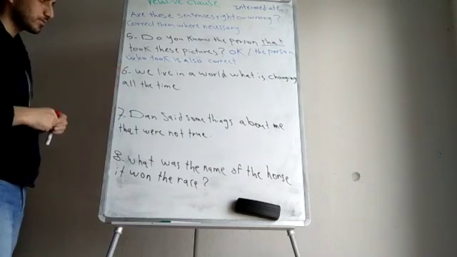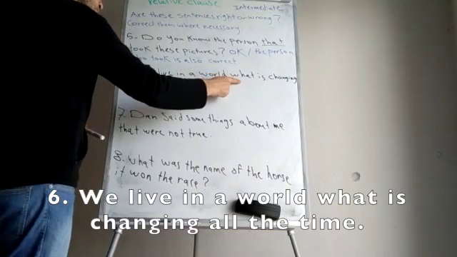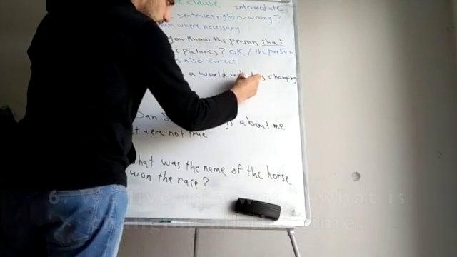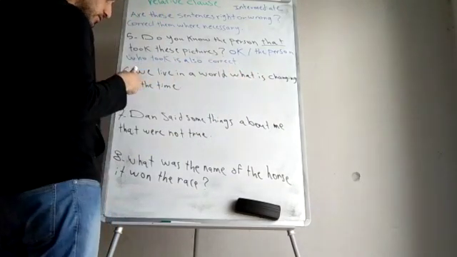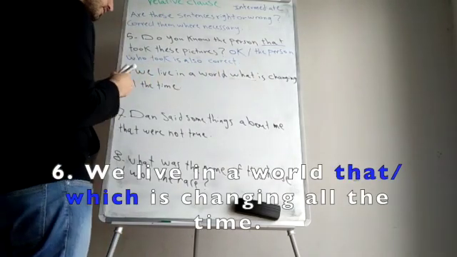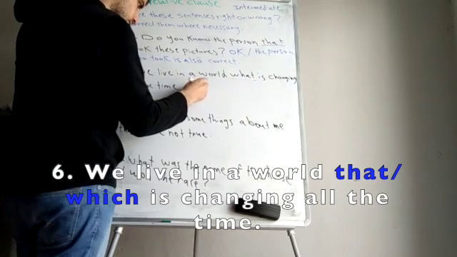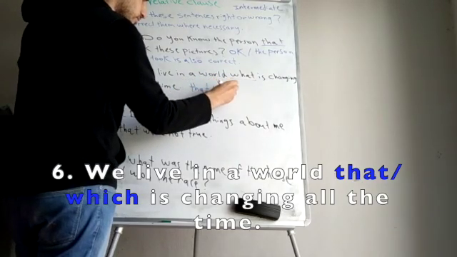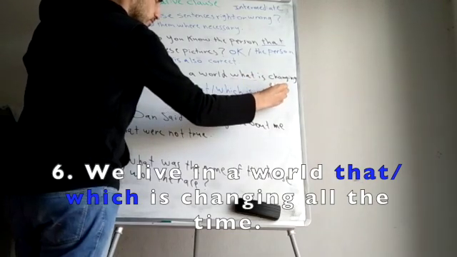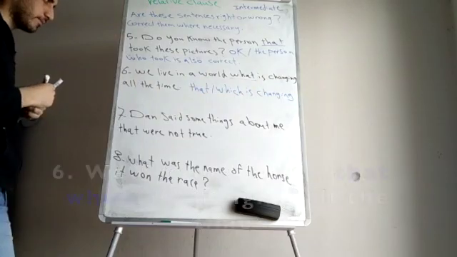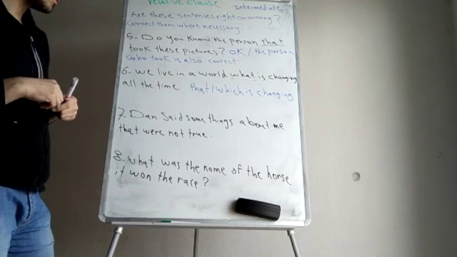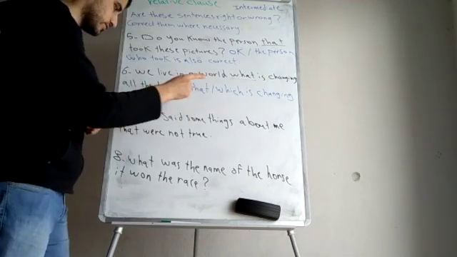Number 6. We live in a world what is changing all the time. We live in a world what? Okay, what is not correct. It's not right. So it should be we live in a world that or which is changing all the time. So we use that or which.